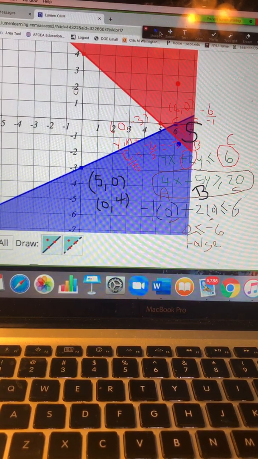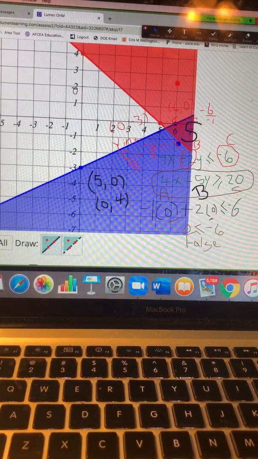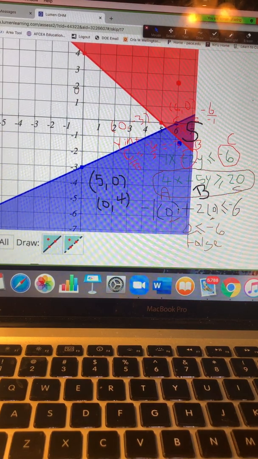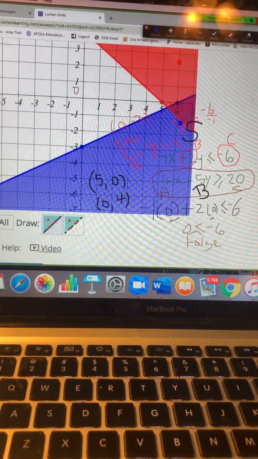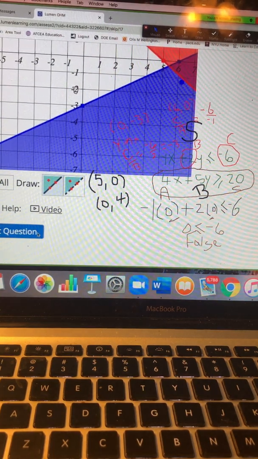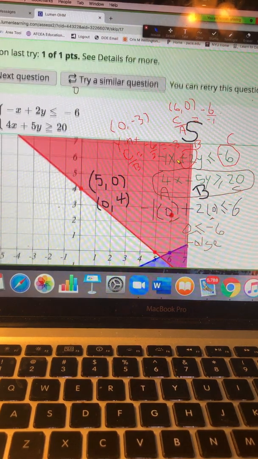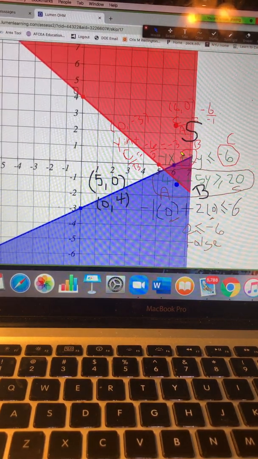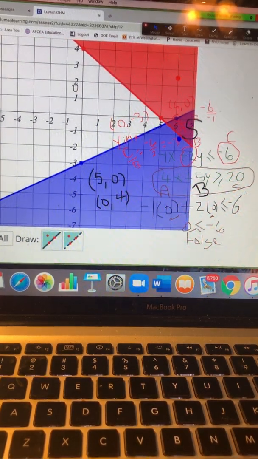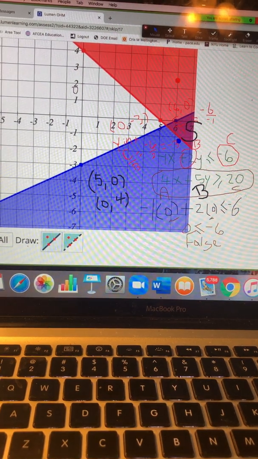All right, so let's see how that works out. Let's just check it to see. Okay, so we're correct. All this drawing, and your solution is in this little region right here. There it is. So it's a long, arduous process, I know, but this is how you do systems of inequalities.